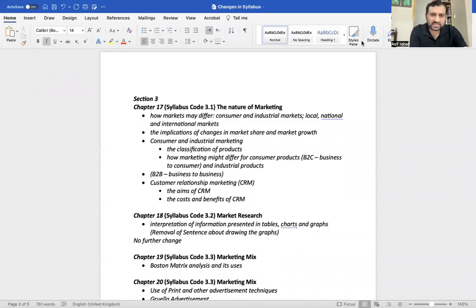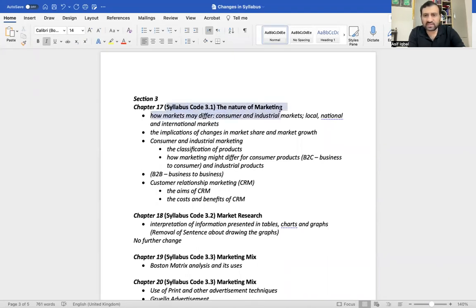Talking about the changes in the AS syllabus, let's talk about what the changes are in section number 3. Section number 3 is about marketing. Again, I repeat, when I say chapter number 17, it means this is the chapter from the Peter Stimson book. To make it further clear, I have mentioned the syllabus code, that is 3.1.